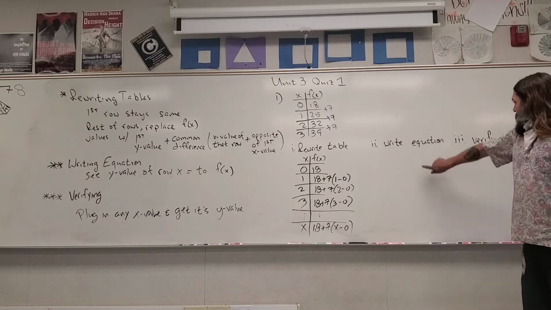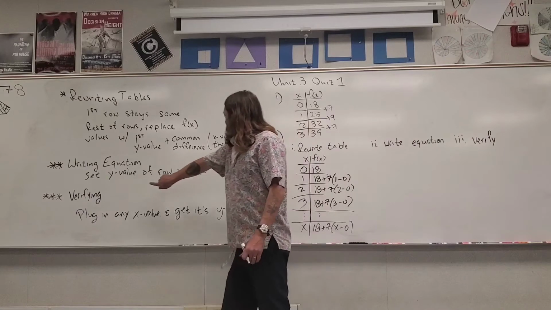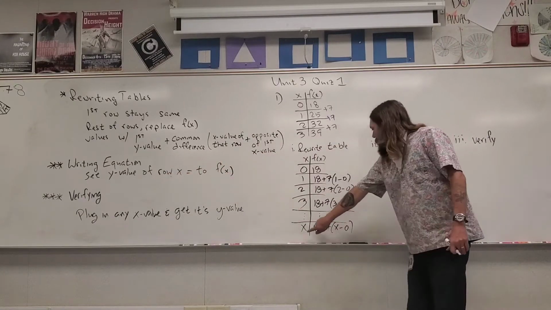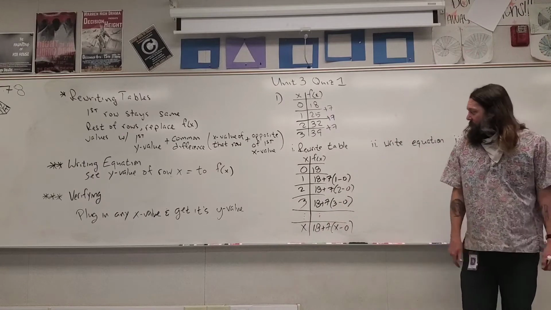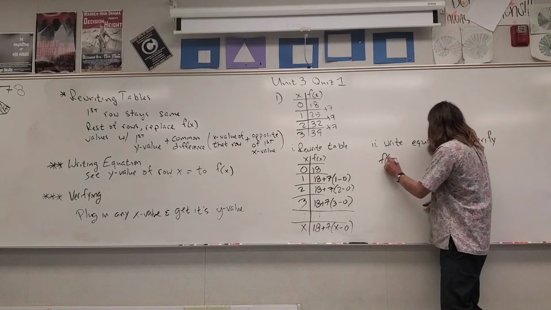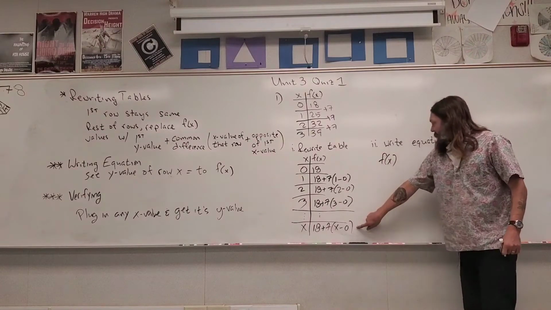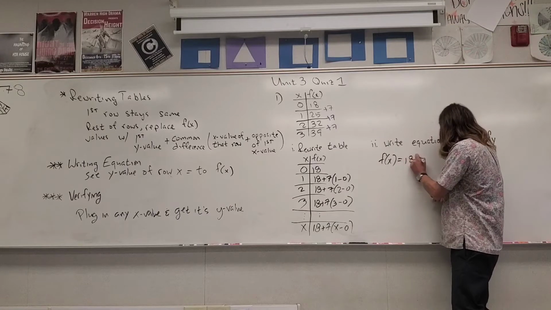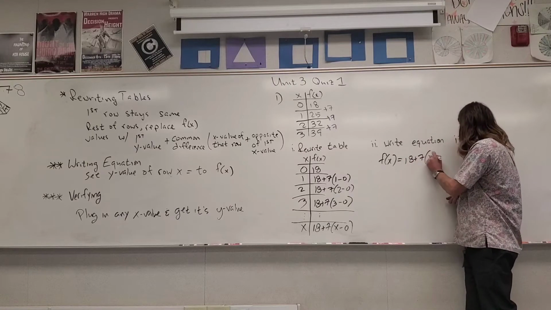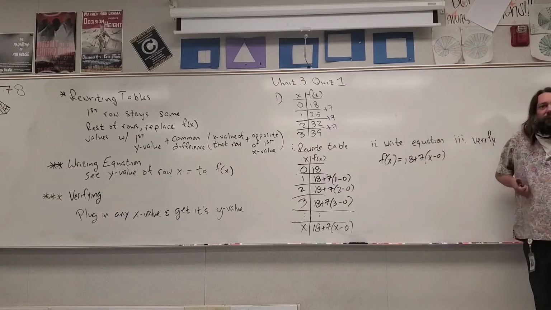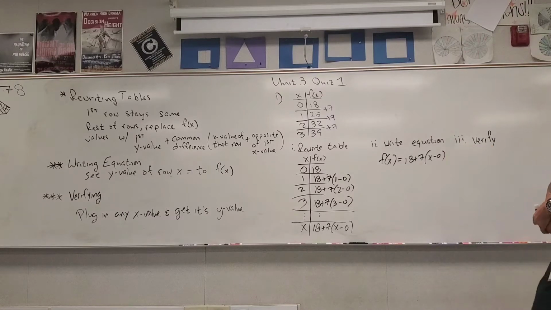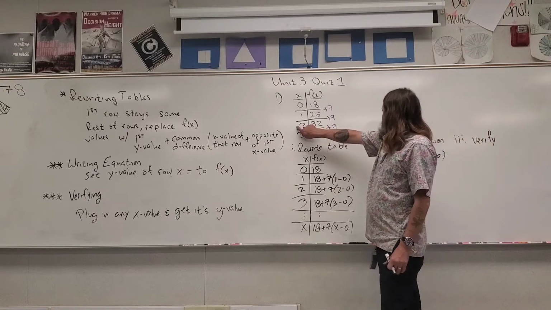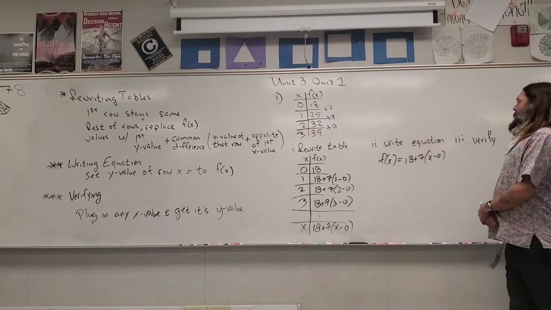The next thing I'm going to do is write the equation. Set the y value of row x equal to f of x. This is my y value of row x, and all I have to do is set it equal to f of x. So f of x equals 18 plus 7, parentheses, x minus 0. I rewrote my equation. And the last thing I need to do is verify. I want to verify row 2. And if I plug in 2, I should get a 32.